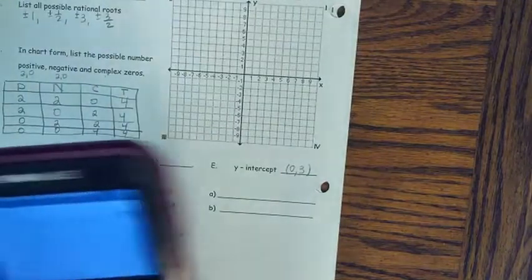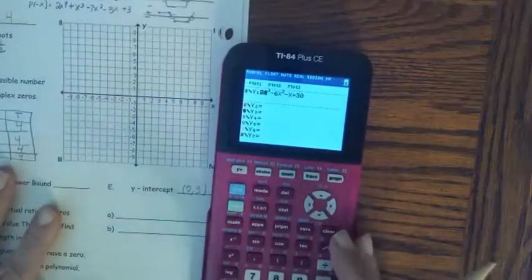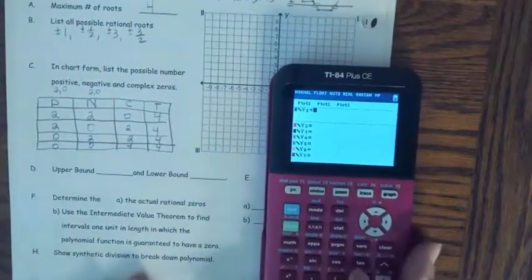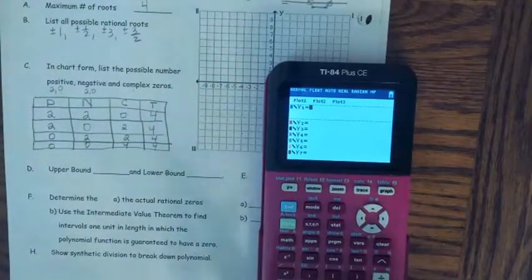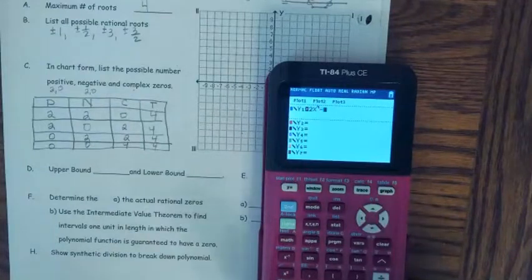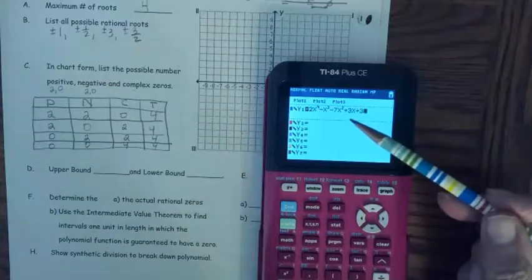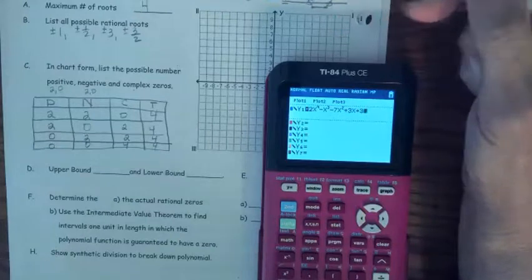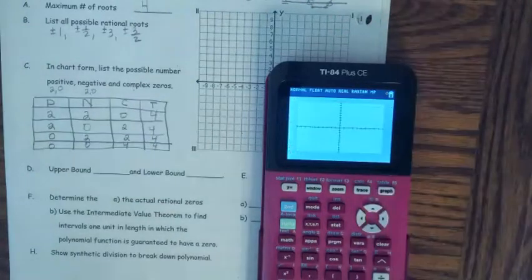So that's when I go to my calculator. So it's really important that you have your graphing calculator or some calculator that you can use, your TI or Desmos. Type in my function, so 2x to the 4th minus x to the 3rd minus 7x squared plus 3x plus 3. Make sure you're putting in your original function, not the one where we changed the x to negative x. Okay, I think that's good. I'm going to hit graph.